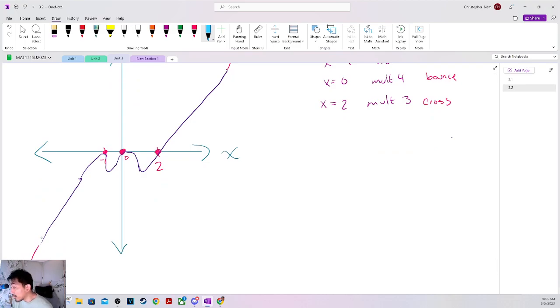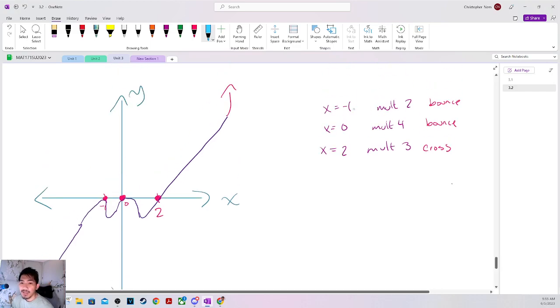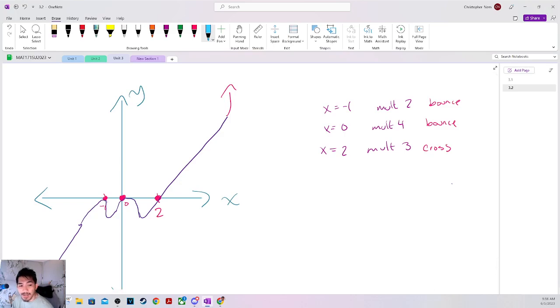It has to touch it, so I'm going to touch it all the way to that x-intercept. Now, am I going to bounce or am I going to cross? Look at the multiplicity of -1. It says the multiplicity is 2. So I have to bounce. I'm not going to cross that x-intercept. I'm going to bounce instead. And then I have to eventually go back to the next x-intercept, so I'm going to turn back and touch that.